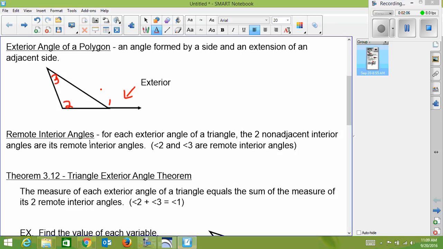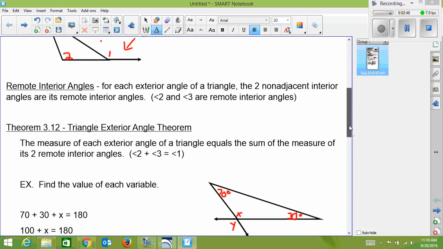Theorem 3.12, triangle exterior angle theorem. The measure of each exterior angle of a triangle equals the sum of the measures of its two remote interior angles. So what they're saying is angle 1 would be congruent to angle 2 and 3 added up. And that would make sense if you think about it, because angle 1 and this angle that it's not marked would add up to 180, right? And so then if you subtract this one from 180, what's left is 2 and 3. The same thing here. If I have 180 and I subtract this one, what's left is angle 1. So angles 2 and 3 would equal angle 1.